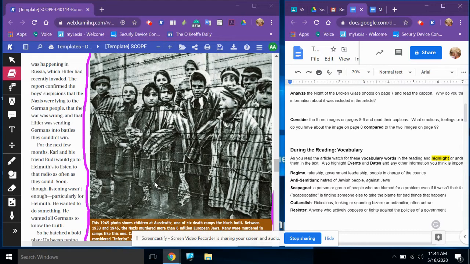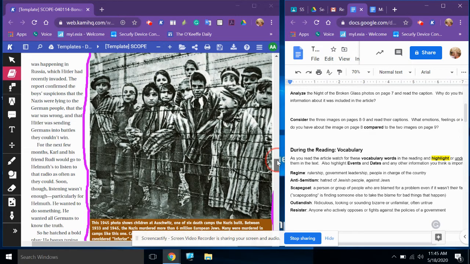So let's read the caption to this picture. It says, "This photo shows children in Auschwitz, one of the 6 death camps the Nazis built between 1933 and 1945. The Nazis murdered more than 6 million European Jews. Many were murdered in camps like this one. Catholics, Jehovah's Witnesses, Gypsies, gay people, and other groups the Nazis considered inferior were also murdered. This mass killing would later be called the Holocaust." So that's the first image that we're looking at.